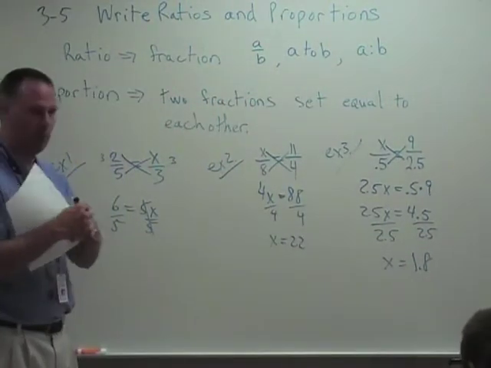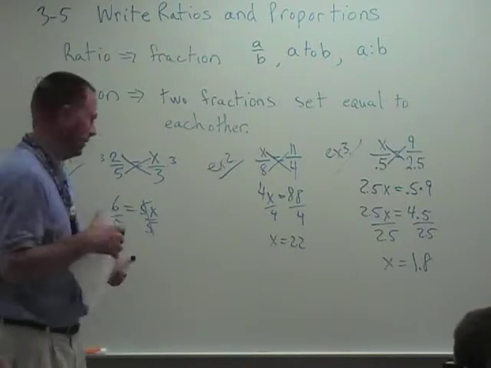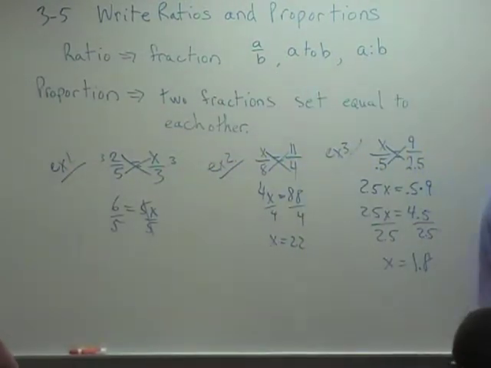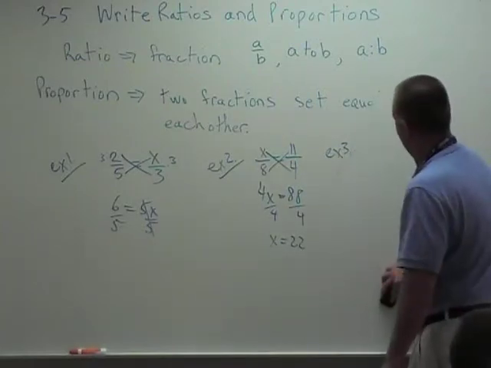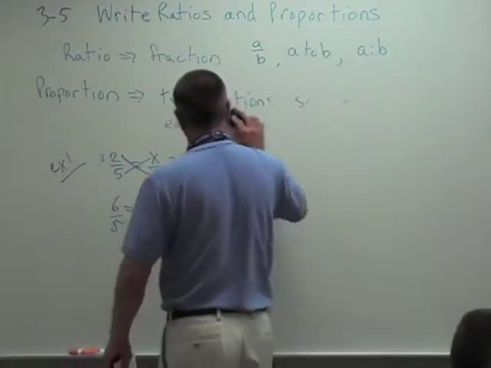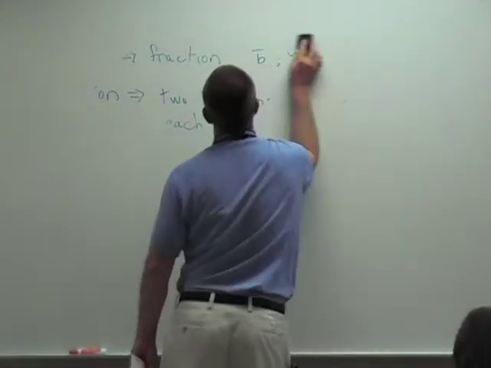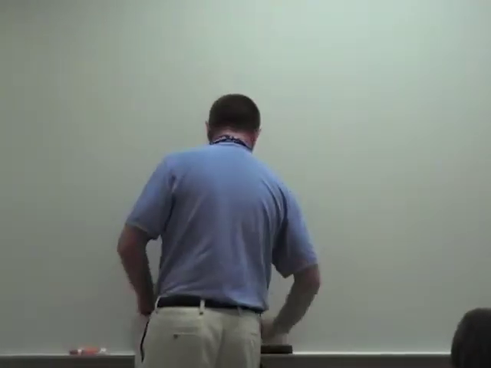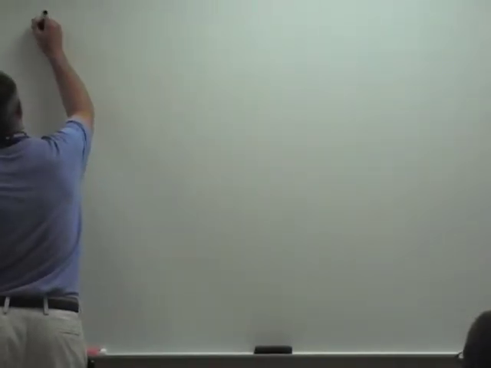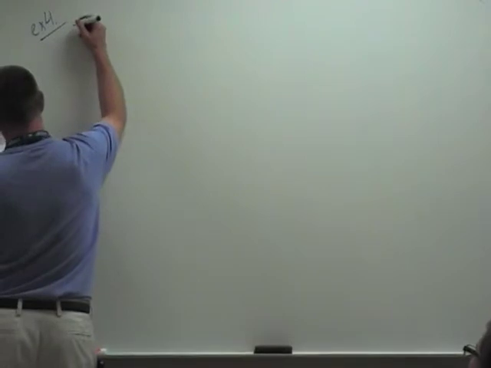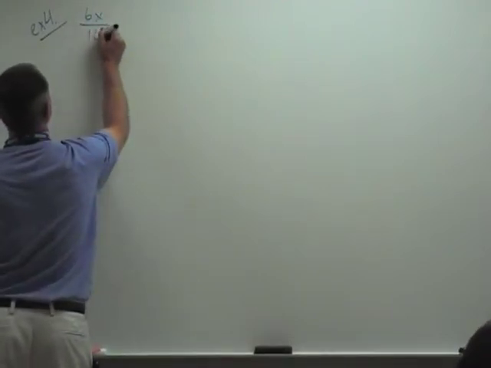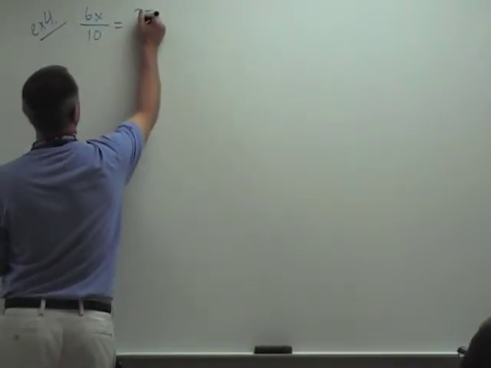Alright. Any questions so far? So everybody's happy with this, right? Easy? Alright, well let's give you a few more examples. Make sure we're on the same page. Okay, example 4 is 6x over 10 equal to 36 over 15.